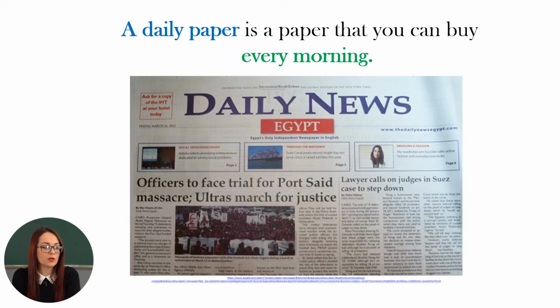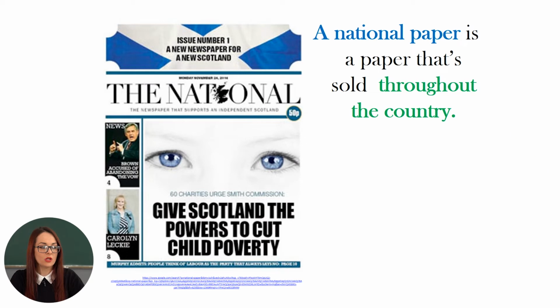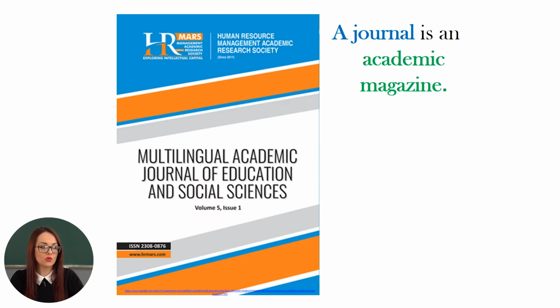A daily paper is a paper that you can buy every morning. A comic is a magazine, usually for children or teenagers, with lots of pictures and cartoons. A national paper is a paper that's sold throughout the country. A journal is an academic magazine.